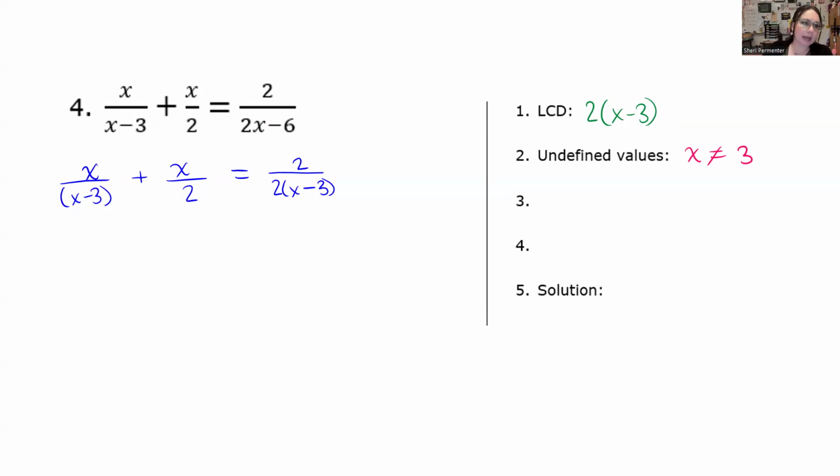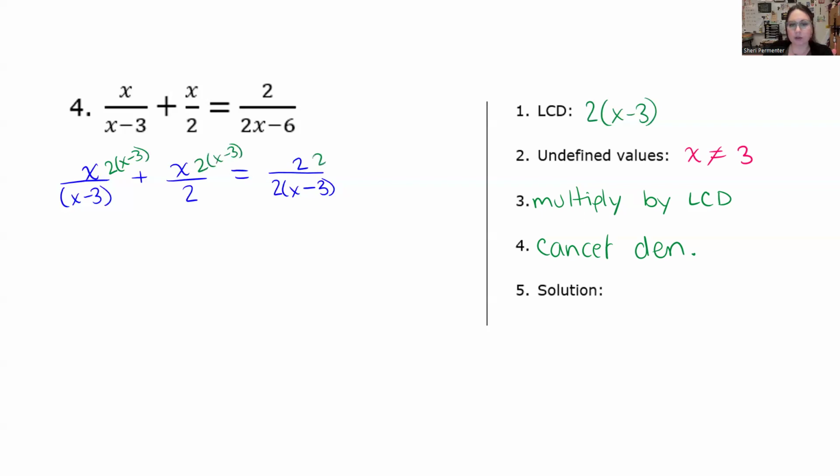Next, I have to multiply everything by the LCD, and we're going to cancel those denominators. Okay, remember that we're multiplying by the LCD so that we can cancel the denominators. So we have to multiply by 2 times x minus 3, 2 times x minus 3, 2 times x minus 3. And then I go cancel out my denominators.